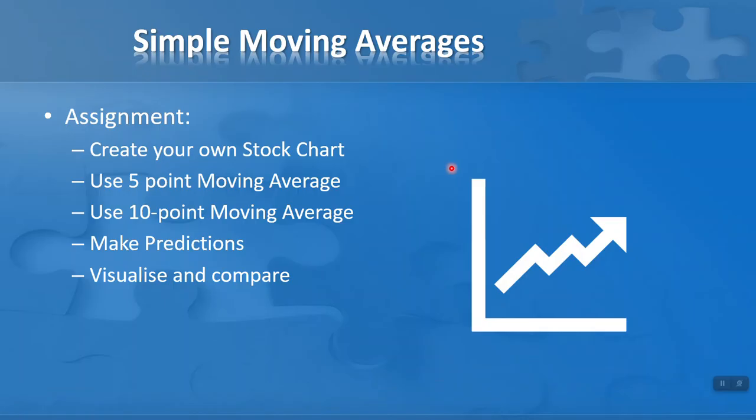So in the assignment for this lesson, I'm going to get you to do something similar to the Facebook chart that we just saw. I'd like you to create your own stock chart, at Yahoo Finance or wherever you get your financial data from. At Yahoo Finance, you can download sets of data into Excel for any specific time period that you wish to choose. So if you want to do 1 year or 6 months or 2 years, you can do that. And you can vary this, but I'm going to get you to create a 5-point moving average and a 10-point moving average and make predictions using both, as we have done in this lesson, and also to visualize and compare 5-point and 10-point moving averages, or if you want to do other values in there as well, you can. So more about that in the lesson on the assignment.